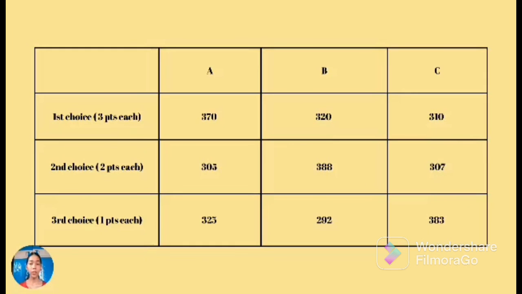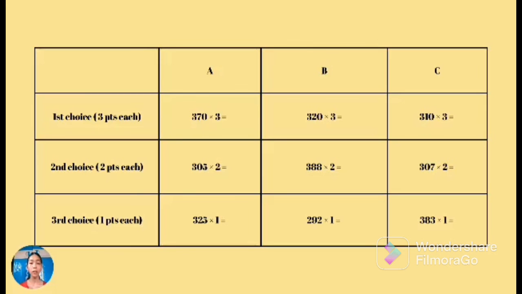Since there are 3 candidates or 3 choices, the first choice will receive 3 points each, the second choice will receive 2 points each, and the third choice will receive 1 point each. And since this preference table indicates that A has been voted 370 times as the first choice, all we have to do is multiply this by 3. It has been voted 305 times as the second choice, so we multiply this by 2. And it has been voted 325 times as the third choice, so we multiply this by 1.